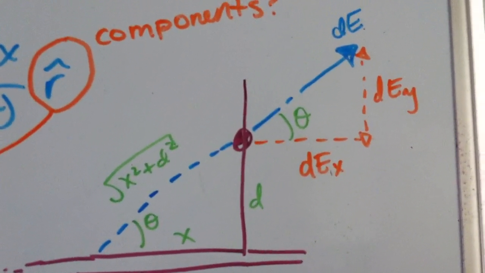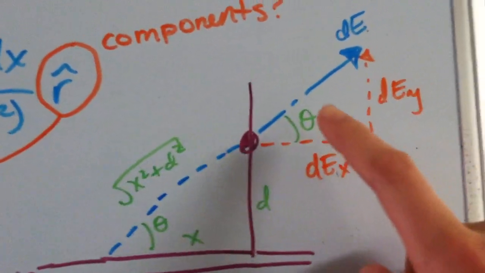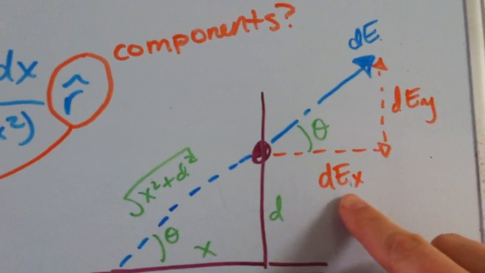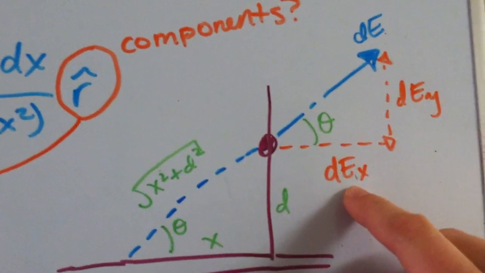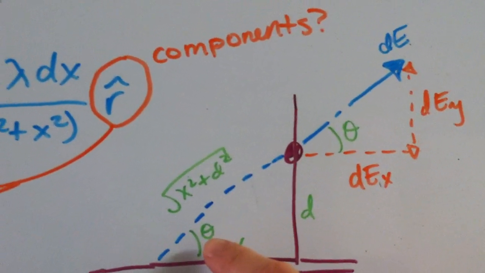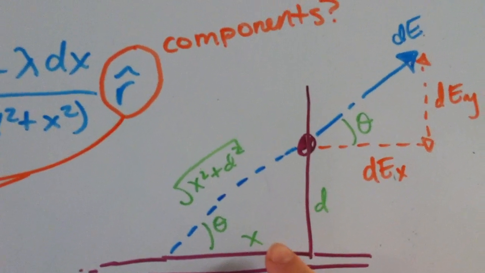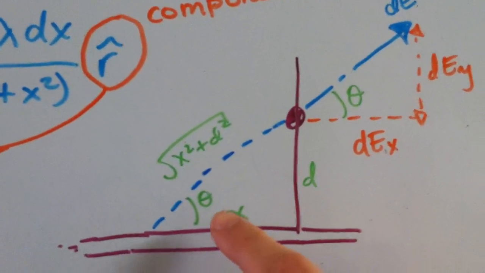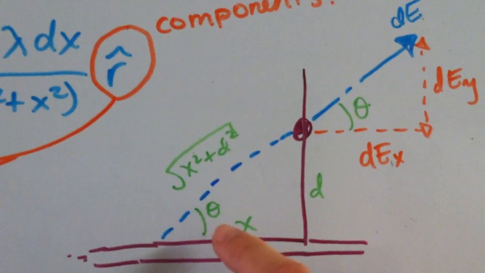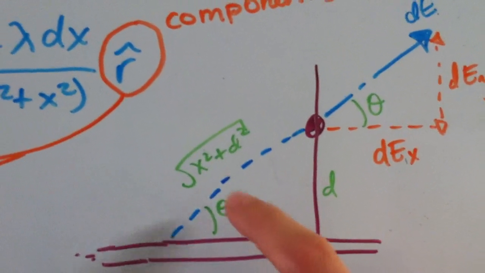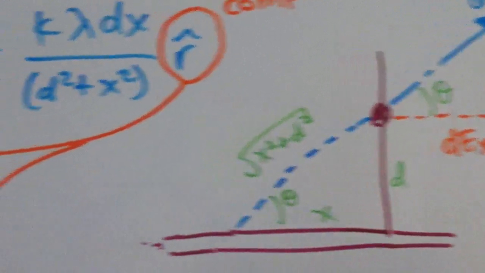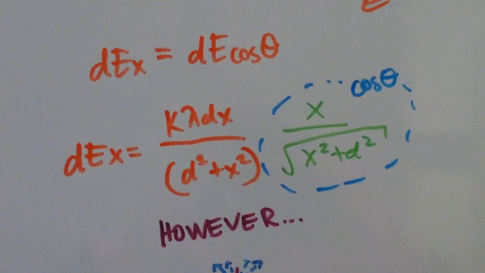So what we have here, we can see that here's the dEx, and we can see here's the theta, here's the same theta, and we can look at this triangle, and since it's a right triangle, we can say that the cosine of theta is actually x over the square root of x squared plus d squared. That's what we can say for cosine of theta right here.